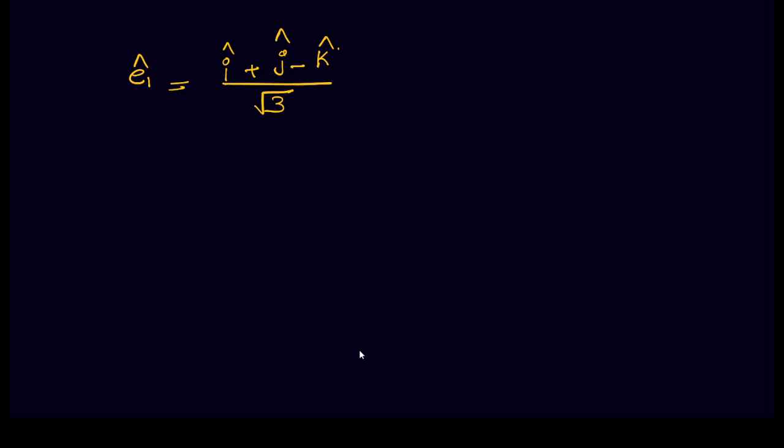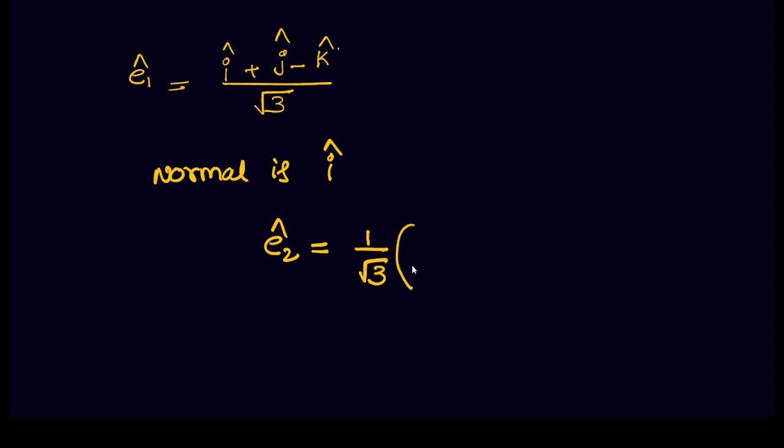Now, if the normal is only the x-axis, meaning i cap, then what happens here? The reflected ray will be 1 by root 3, as usual. For i, the minus will come, remaining signs as it is.